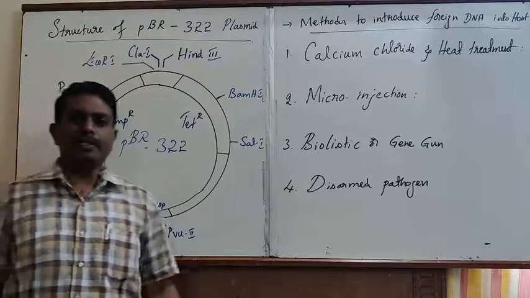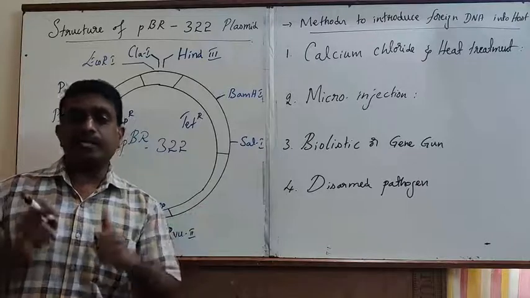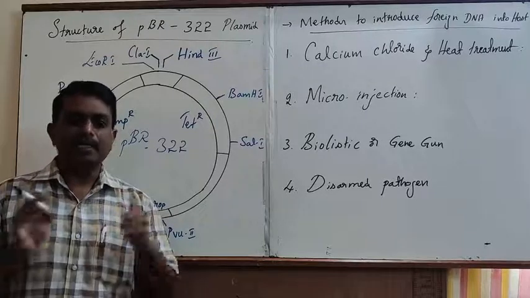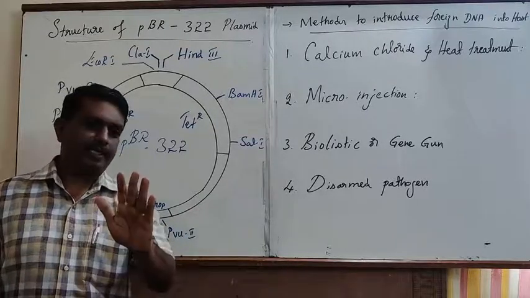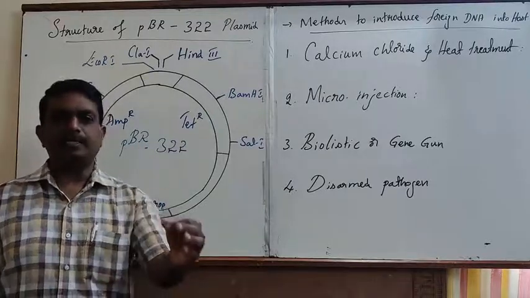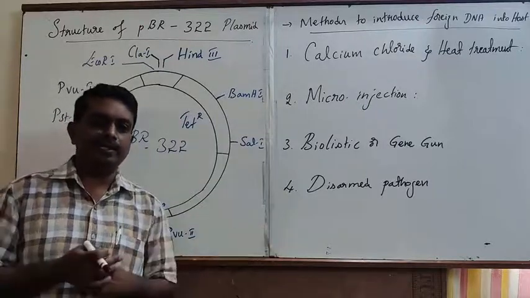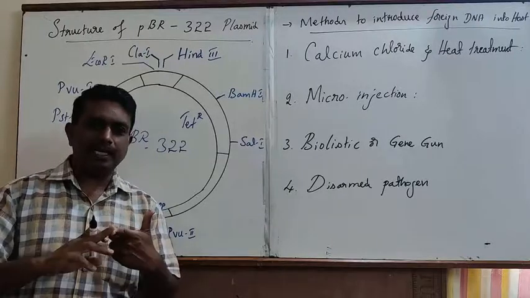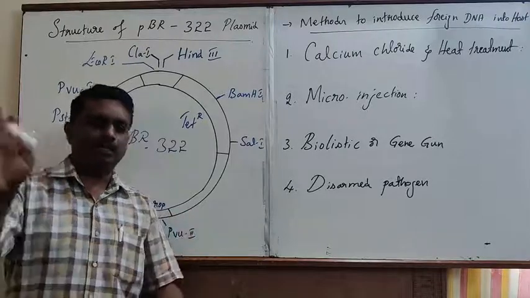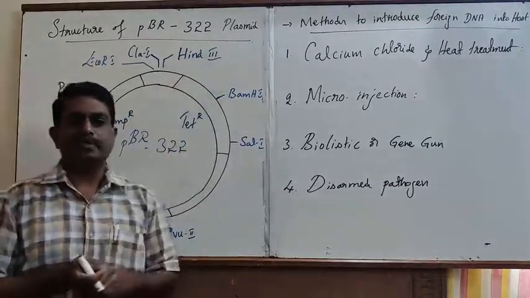In technical terminology, the plasmid is defined as an extrachromosomal double-stranded DNA that exhibits self-replication, or autonomous replication. It is found in the bacterial cytoplasm. That extrachromosomal double-stranded DNA that replicates autonomously in the bacterial cytoplasm is called a plasmid.